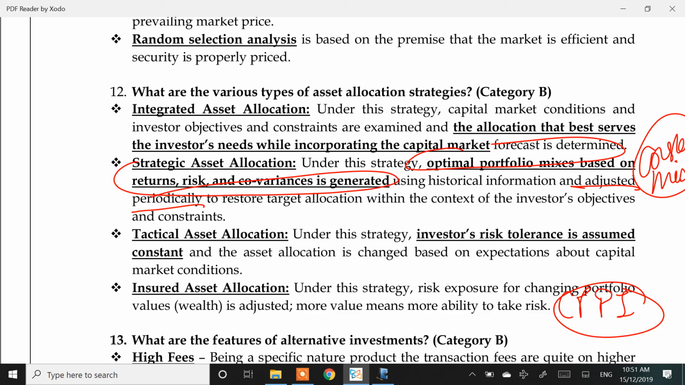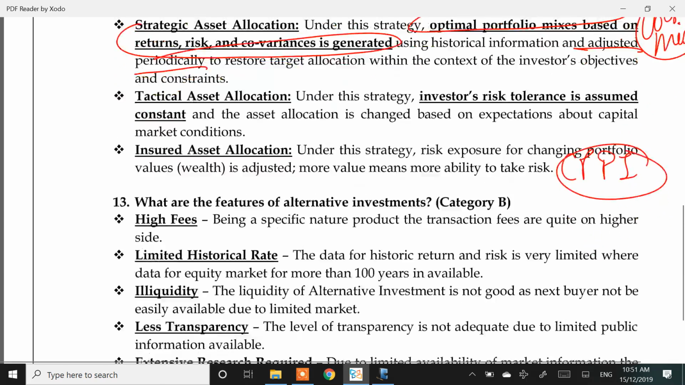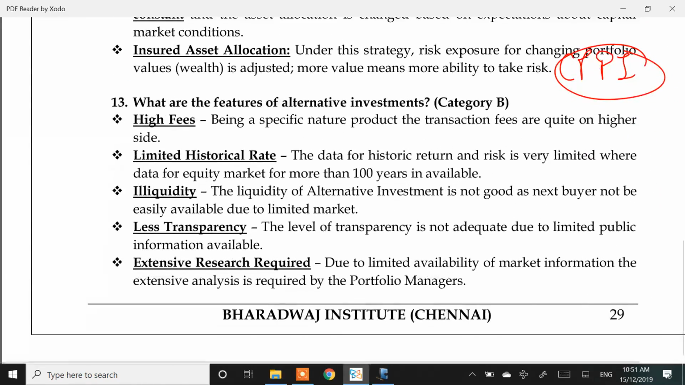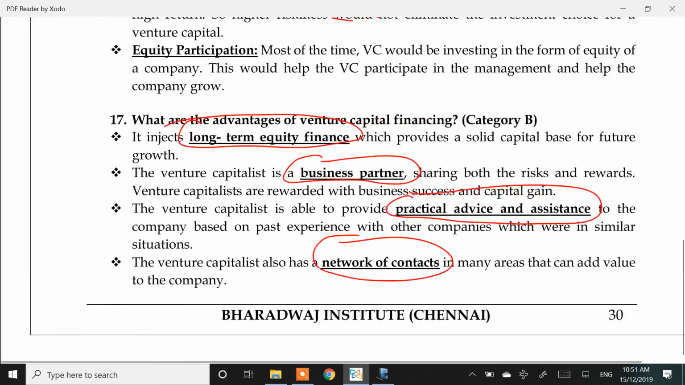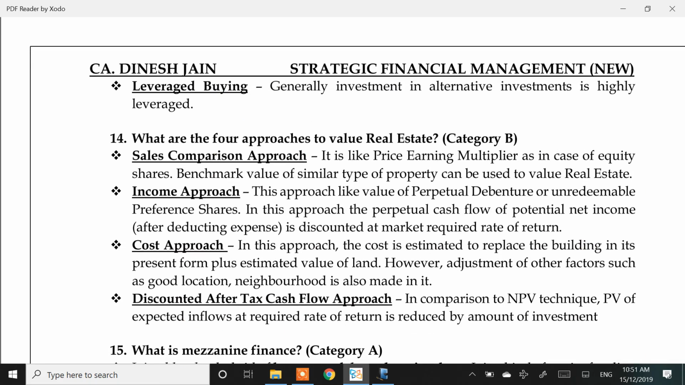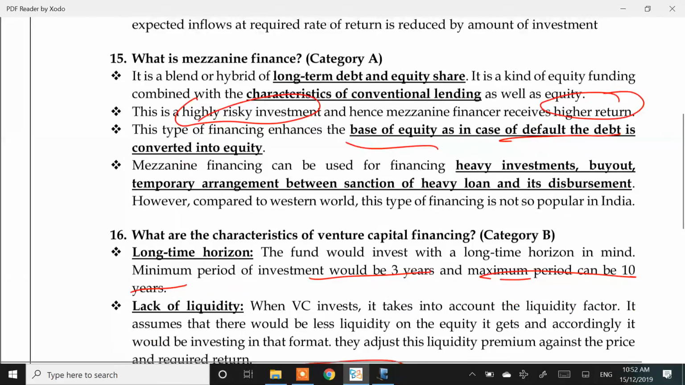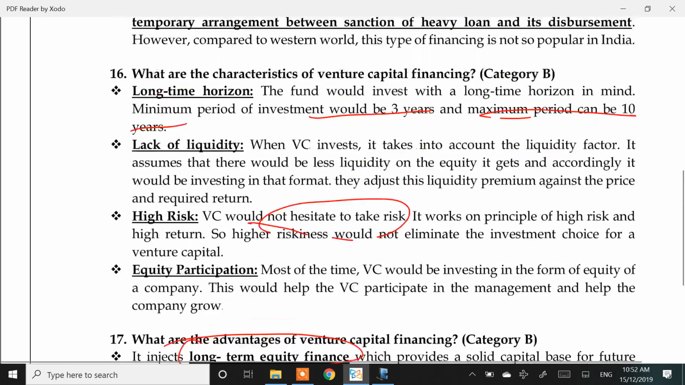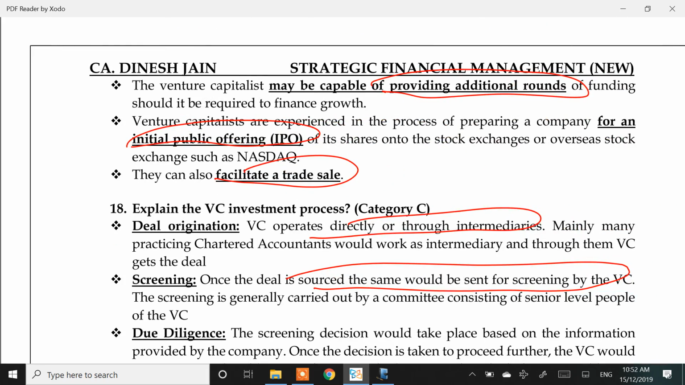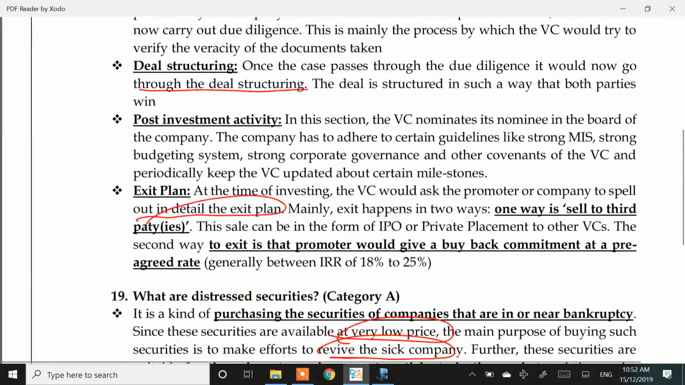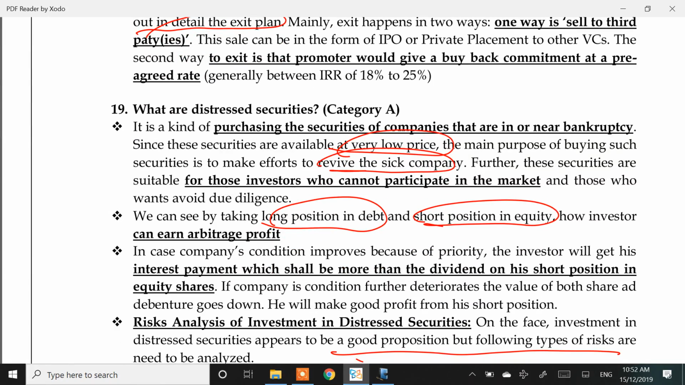We have alternative investments wherein you can generate very high returns, but they are illiquid. There is also no transparency in this, and extensive research may be needed. Then we finally focused on how to value real estate. There are four approaches: the sales comparison approach, income approach, cost approach, or a discounted cash flow after tax approach. Mezzanine finance is a hybrid form of financing, which has a combination of debt as well as equity. Then the focus was on the benefits of venture capital financing, characteristics, and the process by which a venture capital investment will happen. And then we have seen distressed securities.